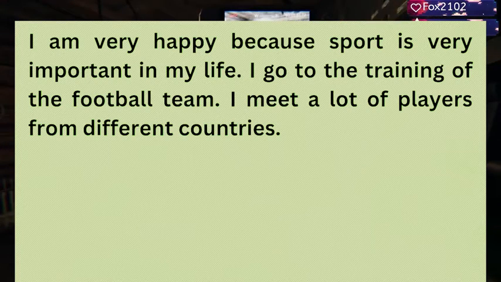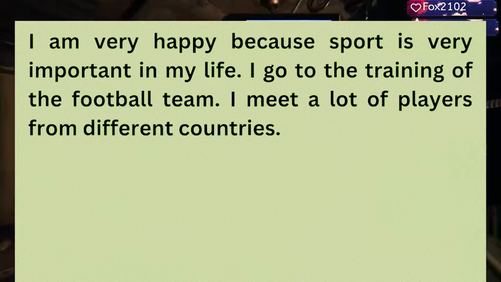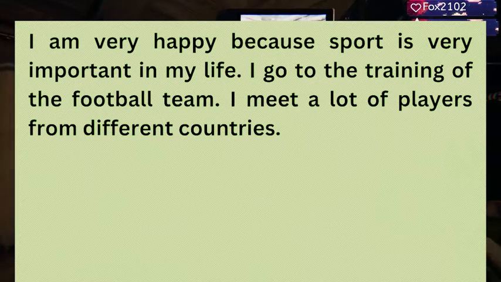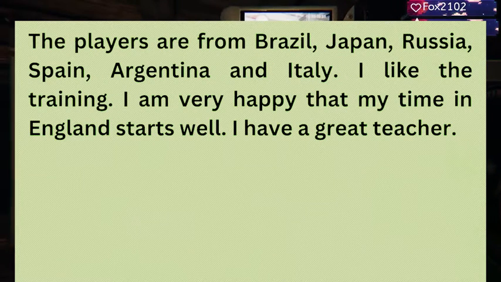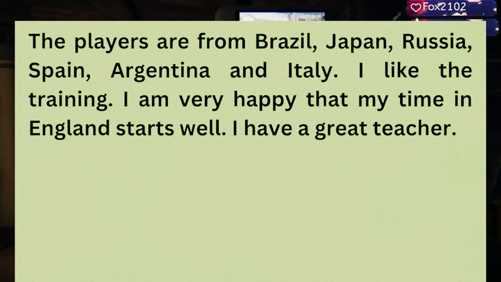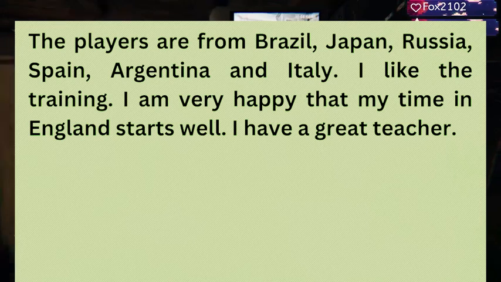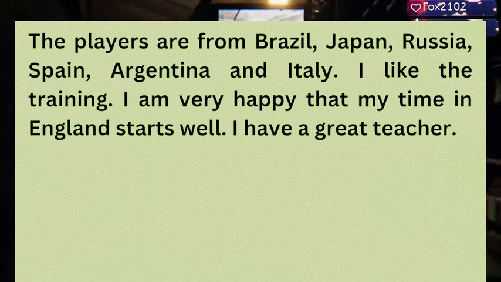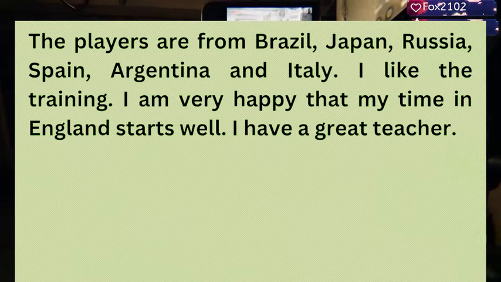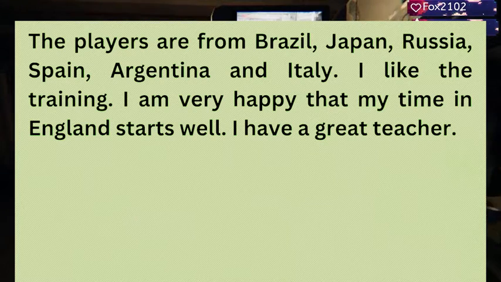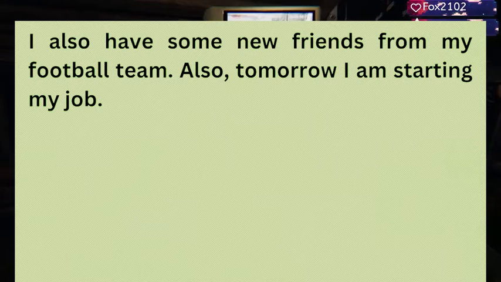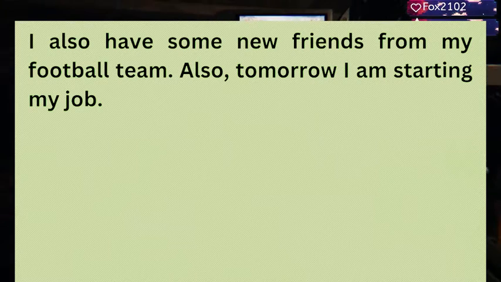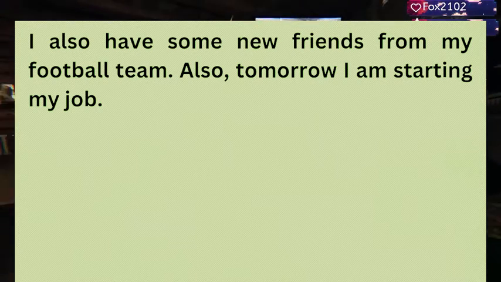I go to the training of the football team. I meet a lot of players from different countries. The players are from Brazil, Japan, Russia, Spain, Argentina, and Italy. I like the training. I am very happy that my time in England starts well. I have a great teacher. I also have some new friends from my football team. Also, tomorrow I am starting my job.